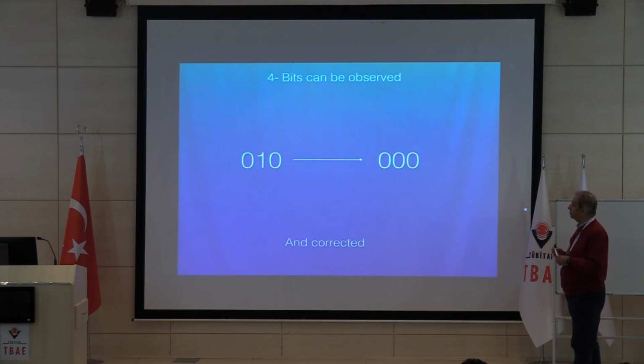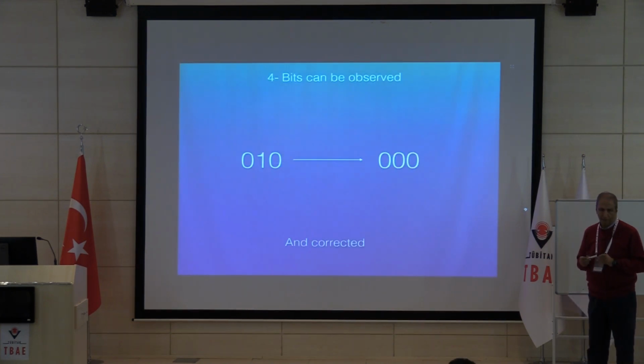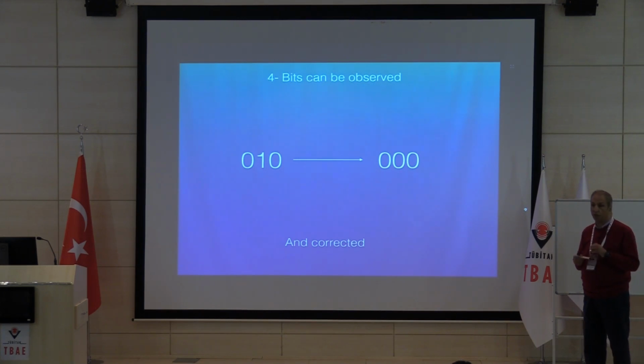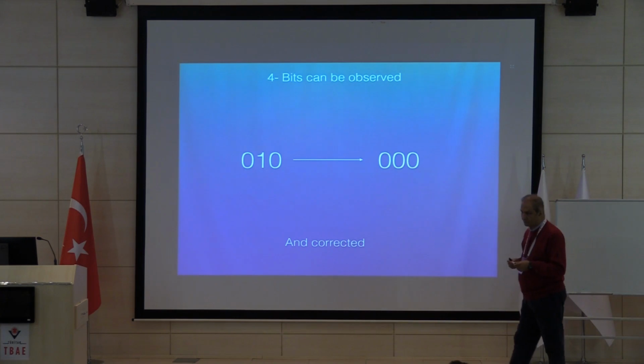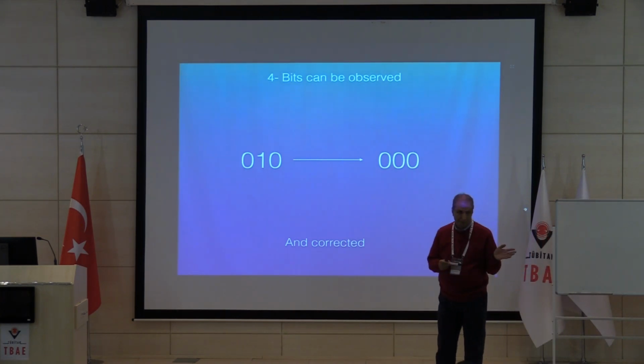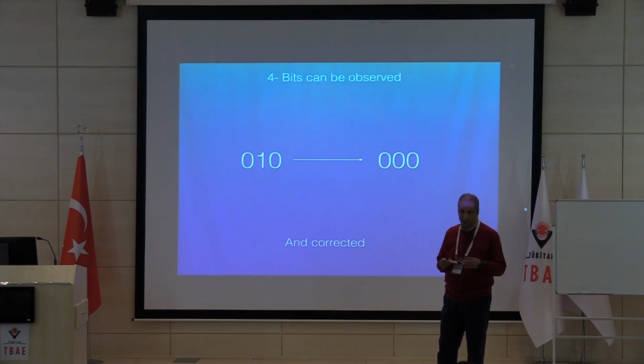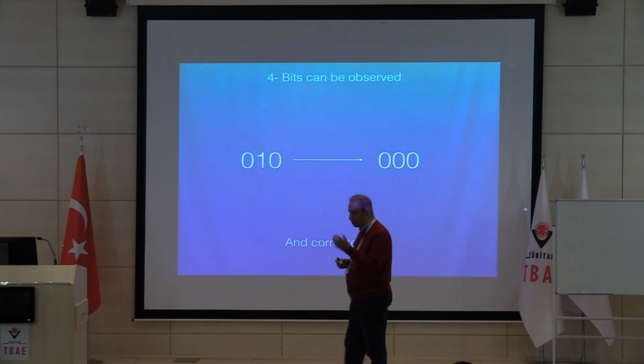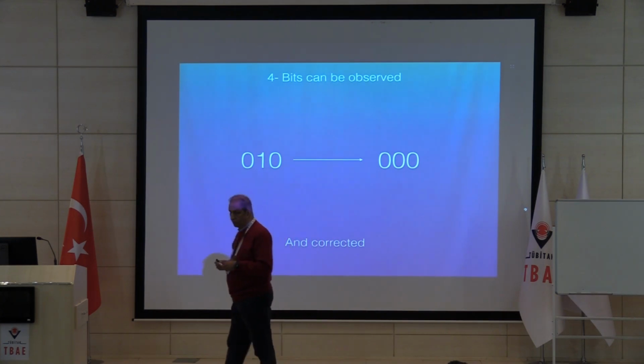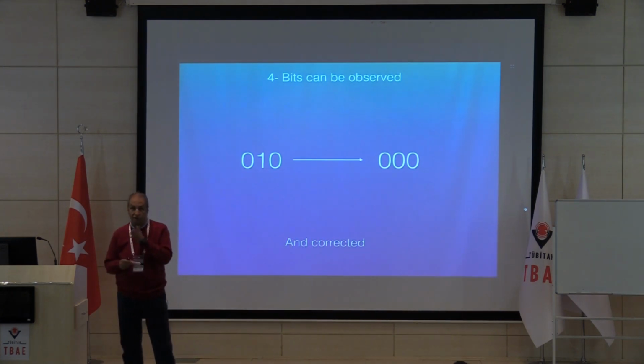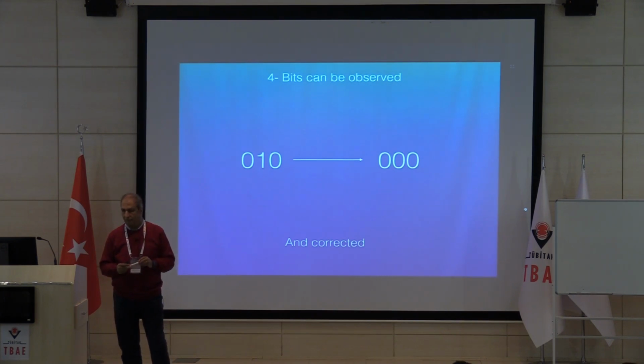And the fourth property: bits can be observed. You can observe a bit to see if it's correct or not. Do you agree? You can observe a bit because it's a classical object. It's not disturbed by your observation. It doesn't collapse because it's not in a superposition. So you just observe the bits to see if they are true or not. If they are correct, you leave them. If they are not, you correct them. So these are the 4 basic properties. Do you agree?